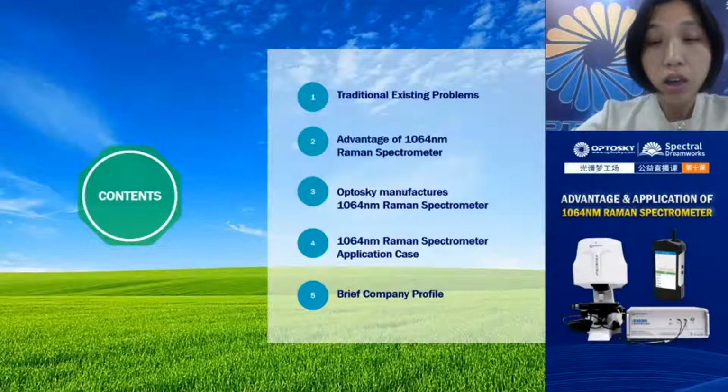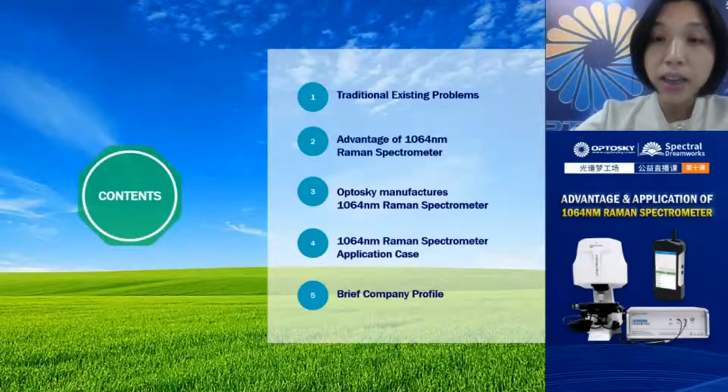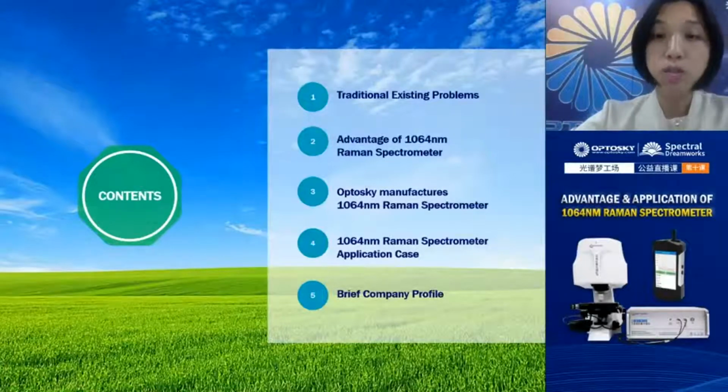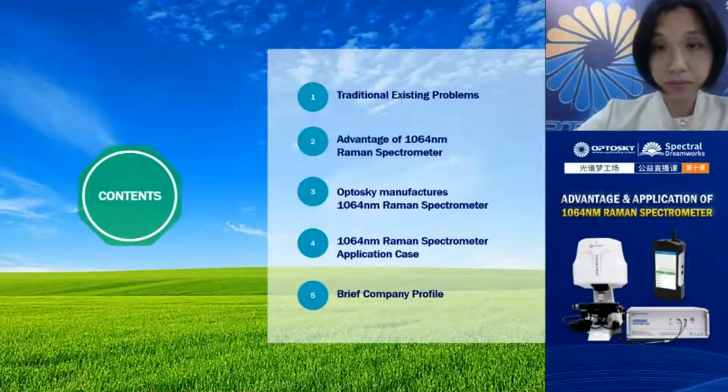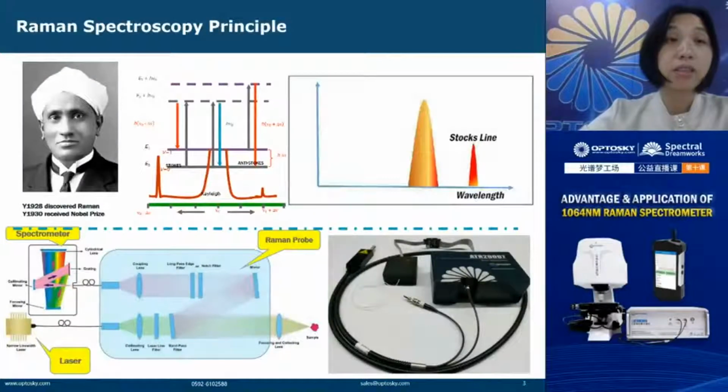And part 3, we would like to introduce the Optosky manufactured 1064 Raman spectrometer models. And part 4, we are going to introduce the 1064 nanometers Raman spectrometers application cases. And part 5, we are going to introduce the company's profile. Again, we would like to introduce the Raman spectroscopy principle.